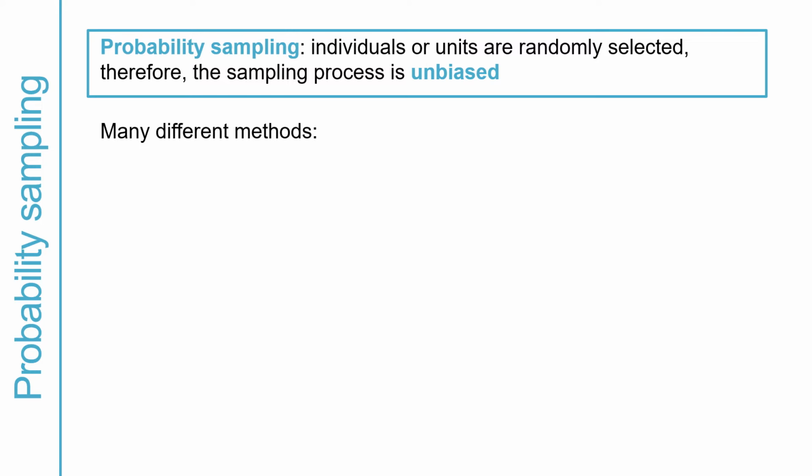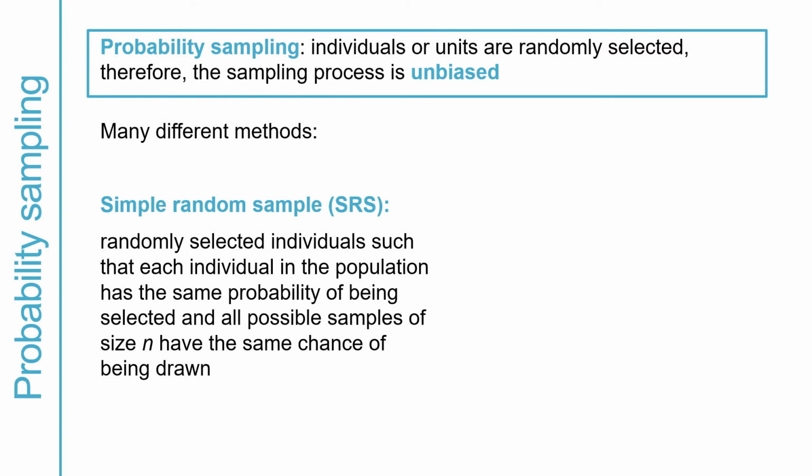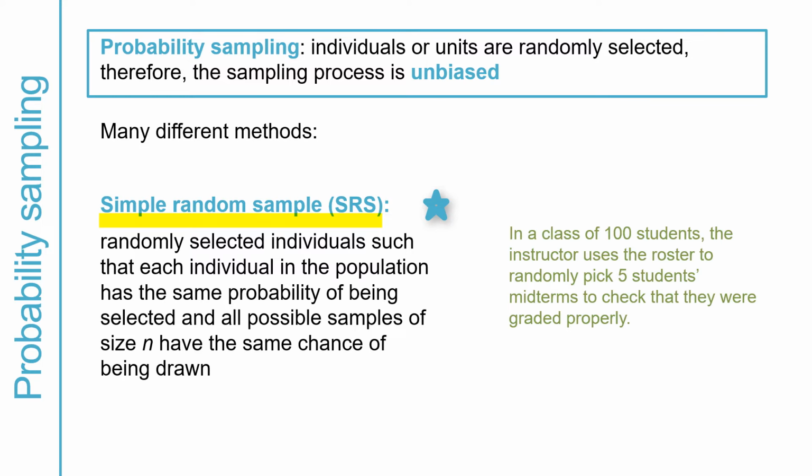The simplest form is the simple random sample, in which any sample of size n has exactly the same chance of being your ultimate sample as any other sample of size n.